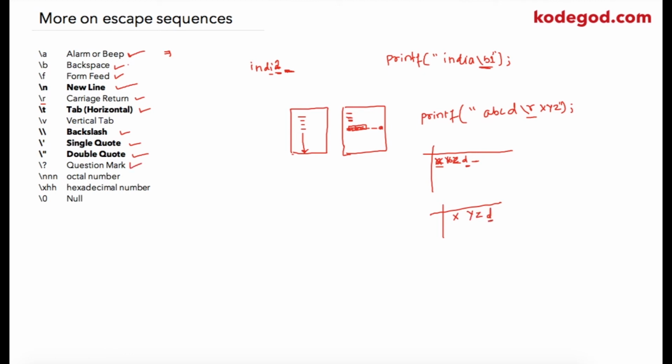Then we have the question mark. If you want to print a question mark, then you can use \?. All octal numbers can be printed using a backslash, and after that you can have your octal number. Similarly, you can have \x and then numbers which can represent a hexadecimal number. We have already used \0 a couple of times in previous programs, where \0 is used to represent a null character.